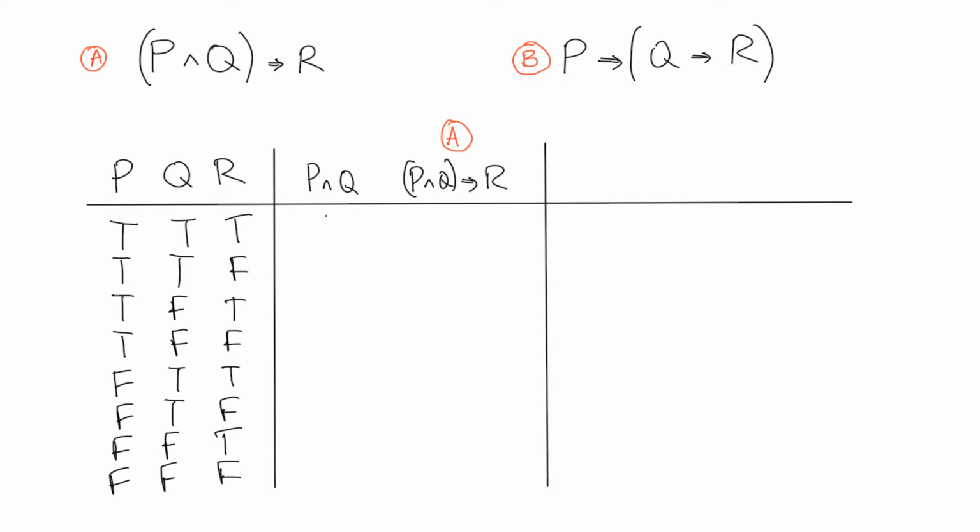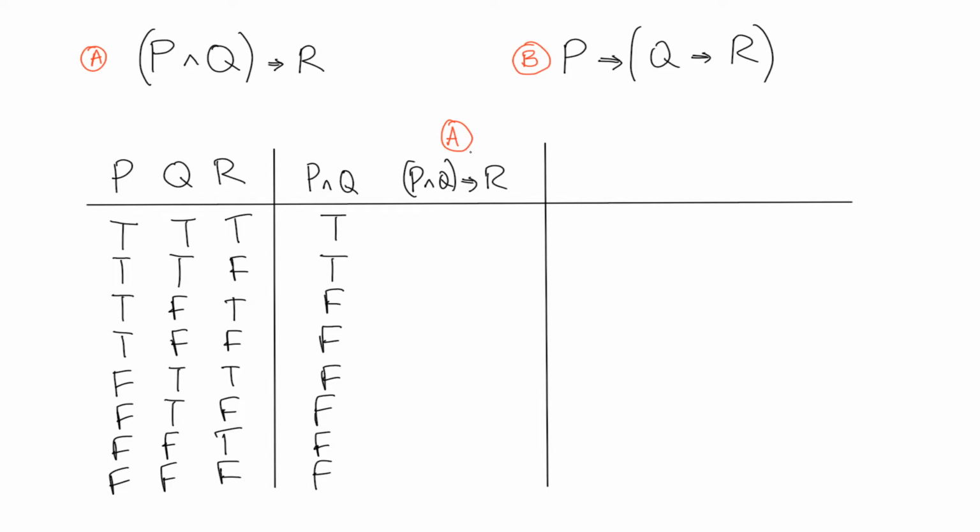The column P and Q, let's work this out in each of the 8 rows. In row number 1, I have true and true is true. In row number 2, I have true and true is true. In the remaining 6 rows, one of P or Q is false, so they have to both be true for and to be true. In the next 6 rows, true and false is false, false and true is false, and false and false is also false. So I have 6 falses.